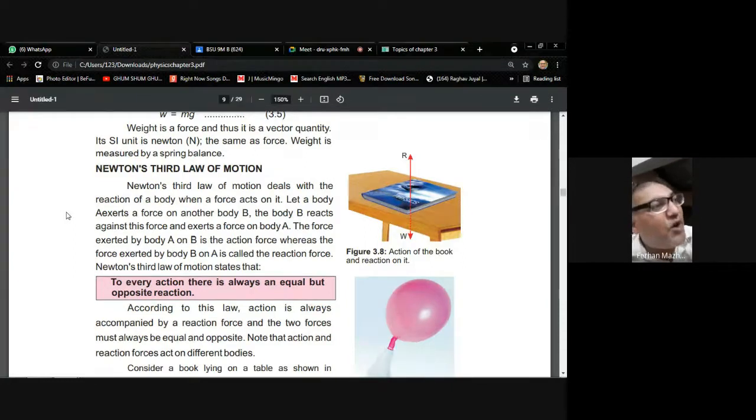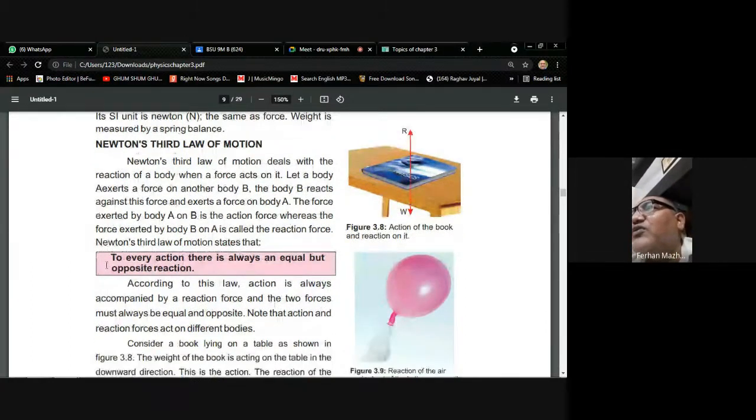If the ball applied force on the wall in, let's say, the left direction, the wall will apply the force on the ball in the right direction. Action and reaction are equal in magnitude but opposite in direction, plus they act on different bodies. The action is applied on the wall and the reaction is applied on the ball. So whenever you apply the action, there will be a reaction.